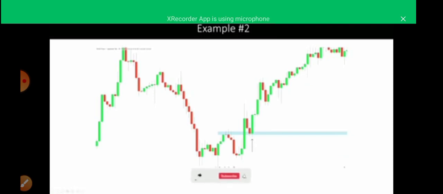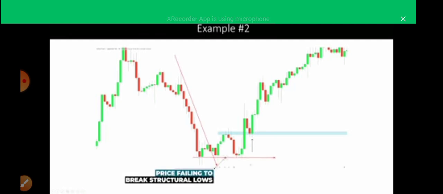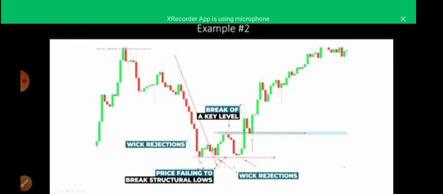Here we have another example on Swiss franc Japanese yen, again on the hourly time frame, but this is now a bullish example. We can see the overall sentiment of the market was pushing bearish. We see price was failing to break some of these structural lows. We have multiple wick rejections here indicating that price is failing to break these structures. And we also have a break of a key level in the market. After the break, we have strong bearish momentum candles pushing to the downside, indicating that the bears are potentially in control of this market. And then we have an indecision to indicate a depletion.